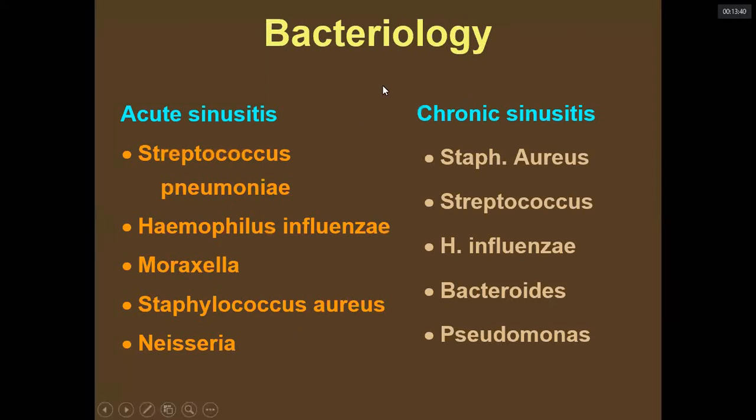Now bacteriology. The bacteria causing acute sinusitis and chronic sinusitis have some differences. Acute sinusitis is mostly caused by Streptococcus pneumoniae, Haemophilus influenzae, Moraxella, Staphylococcus aureus, and Neisseria. In chronic sinusitis, it is Staph aureus, Streptococcus, Haemophilus influenzae, Bacteroides, Pseudomonas. There are some similarities, but the order is different. So in the exam, if you're asked this question, make sure that you maintain the order. The commonest are mentioned at the top.